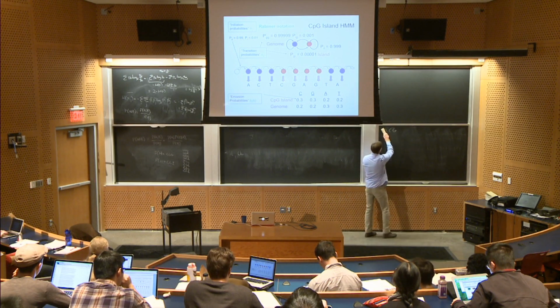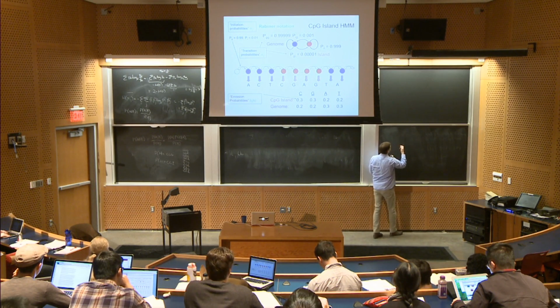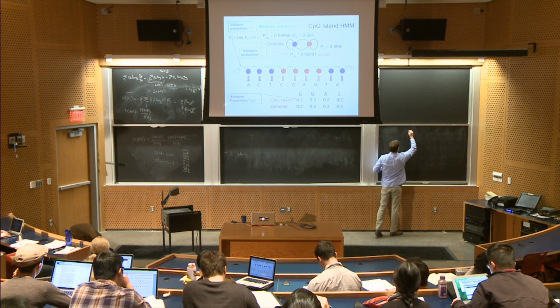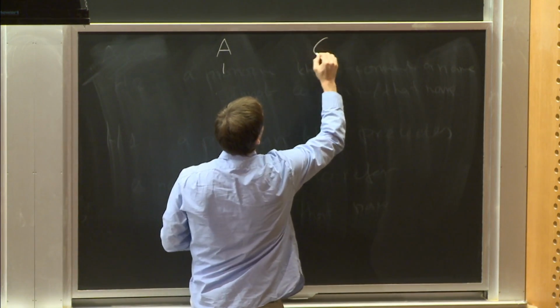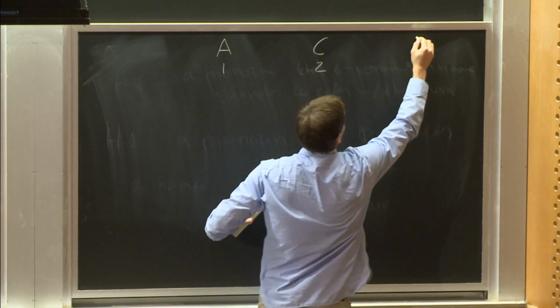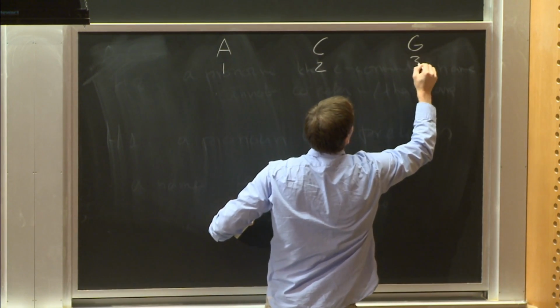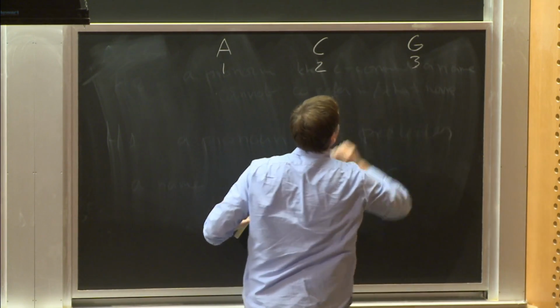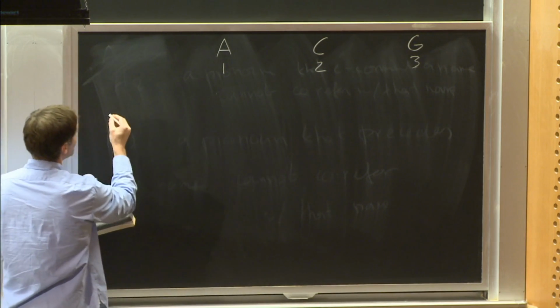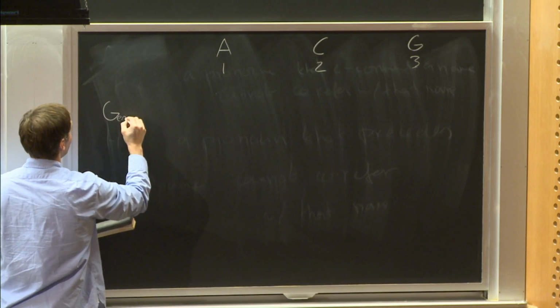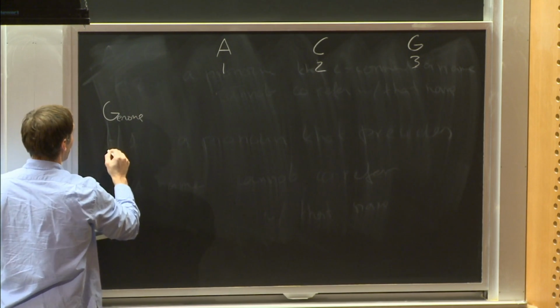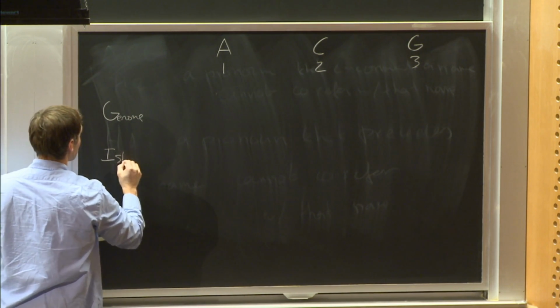So ACG is our sequence. I'm just going to space it out a little bit. Here's our A at position 1. Here's our C at position 2, and our G at position 3. And okay, then we have our hidden states. So we'll write genome first, and then we have island here.